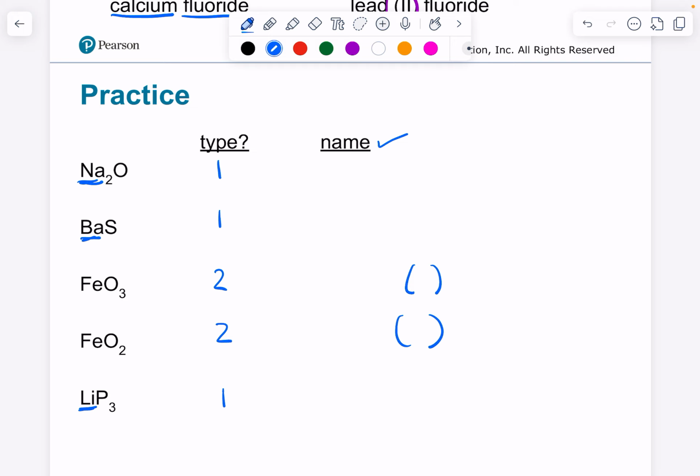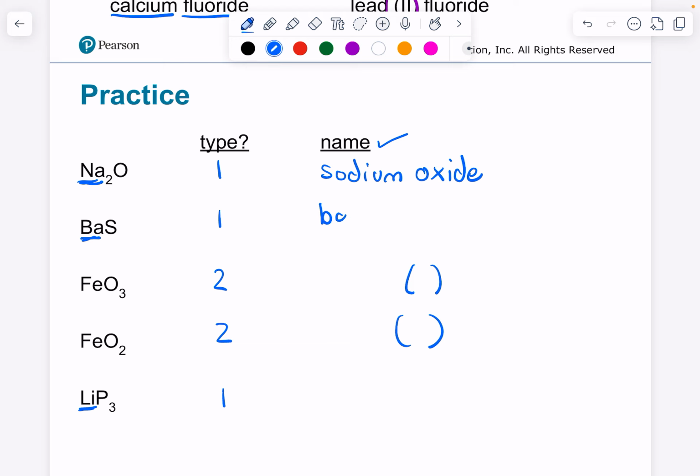For the type 1, it is like literally the easiest naming you could possibly do. You name the element, sodium. You name the nonmetal, oxygen, but you change the ending to "ide." So instead of oxygen, it becomes oxide.